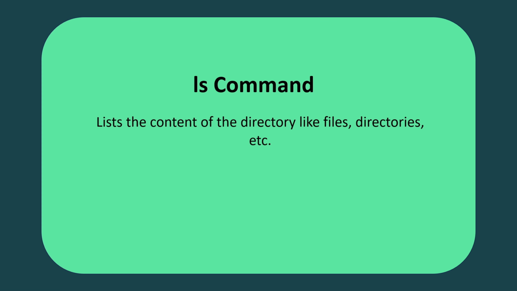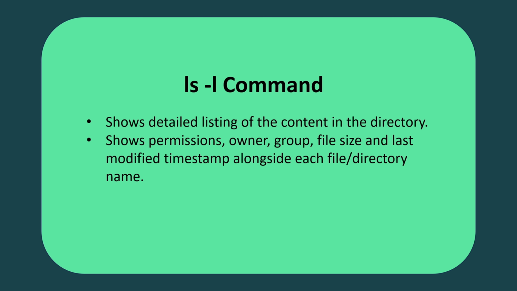Okay. So the first command that we discussed was the ls command. So what does the ls command do? It basically gives you the name of all the files and directories in the current directory. It will just give you the names. Then the next command that we talked about was the ls -l command, and what it does is basically give you the detailed information about all the files and directories.